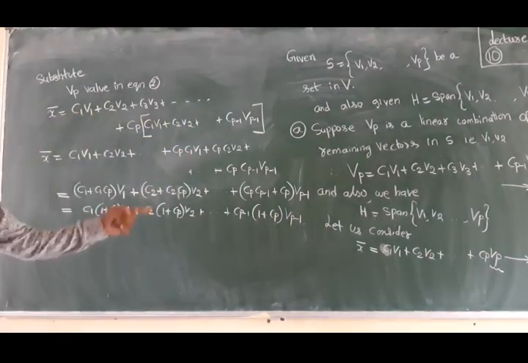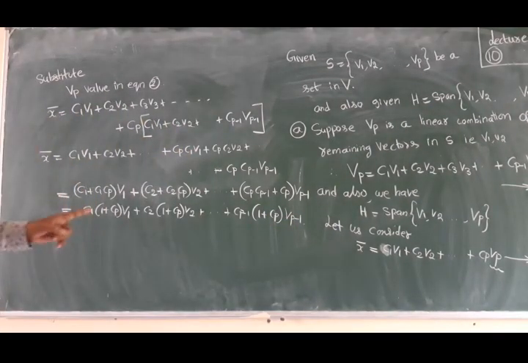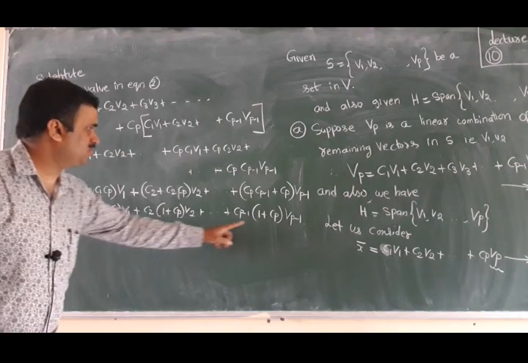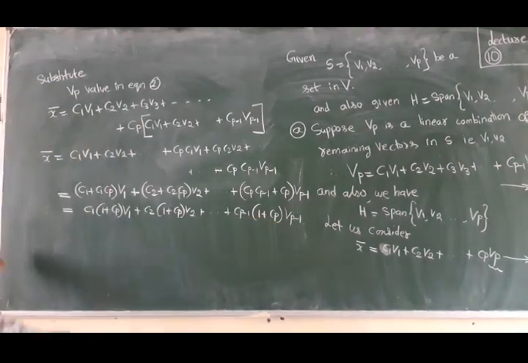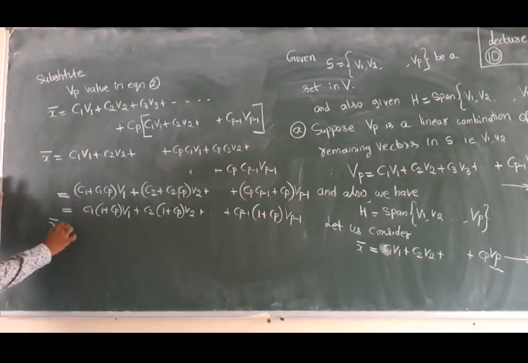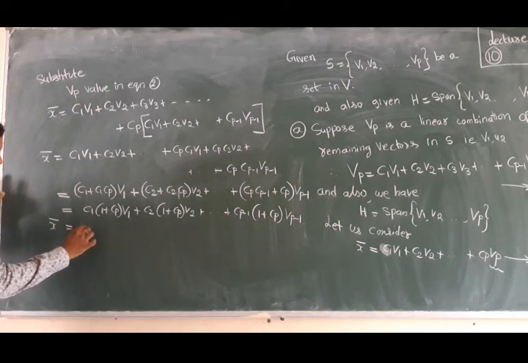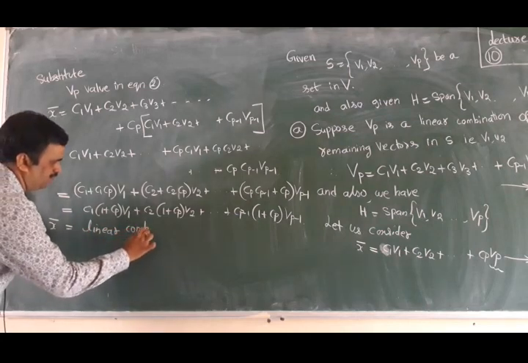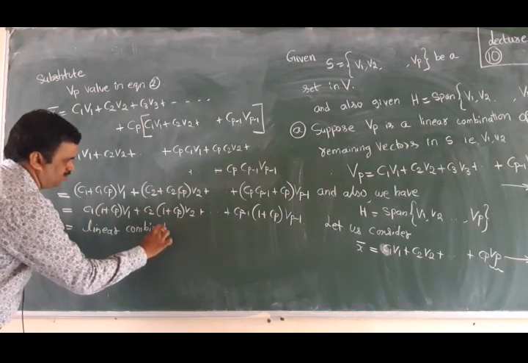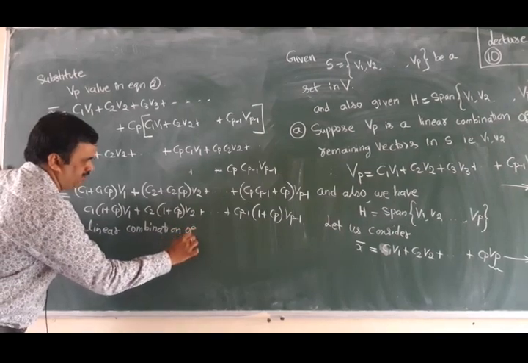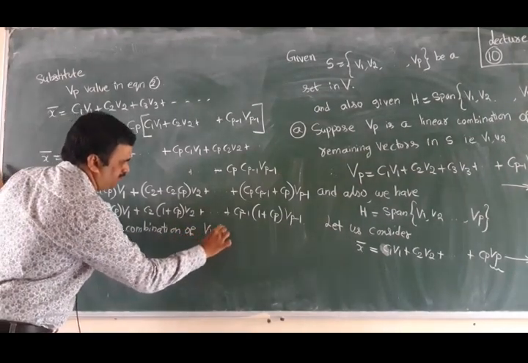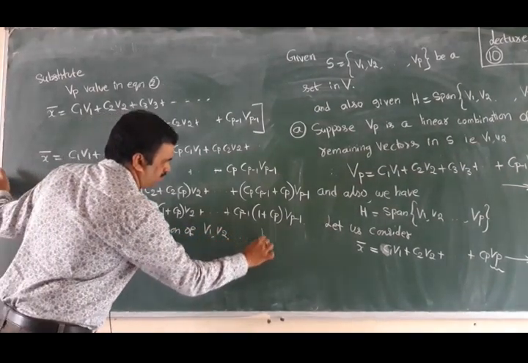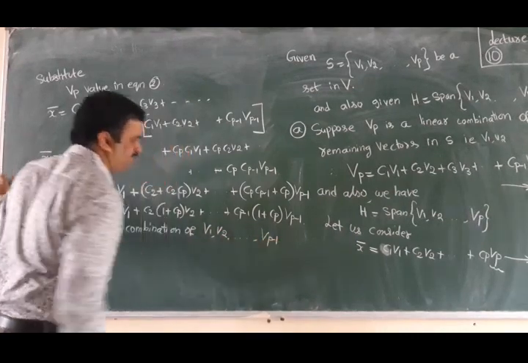We got a linear combination of how many vectors? V1, V2, so on, Vp minus 1. So x bar is equal to a linear combination of V1, V2, so on, Vp minus 1.